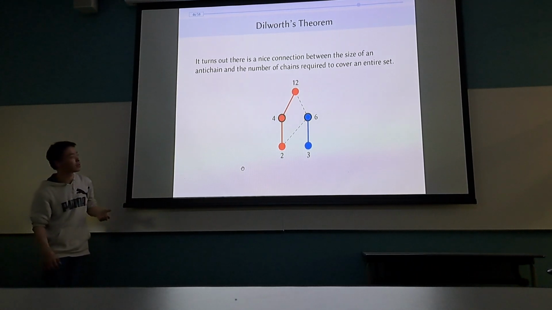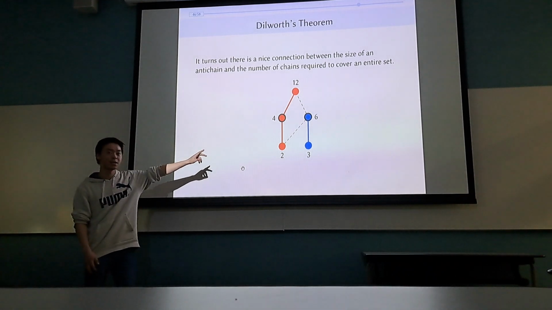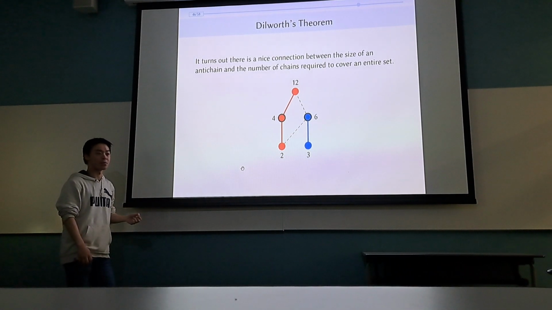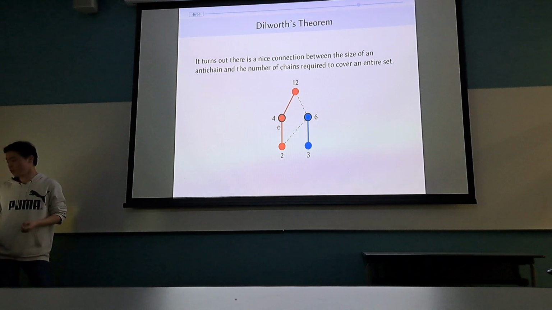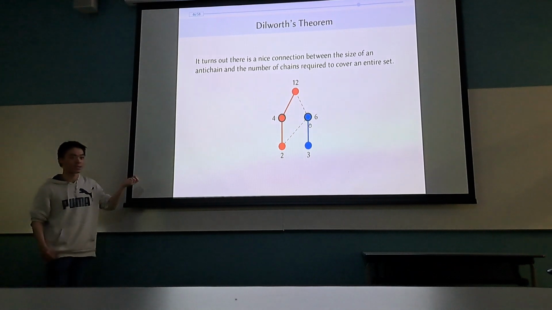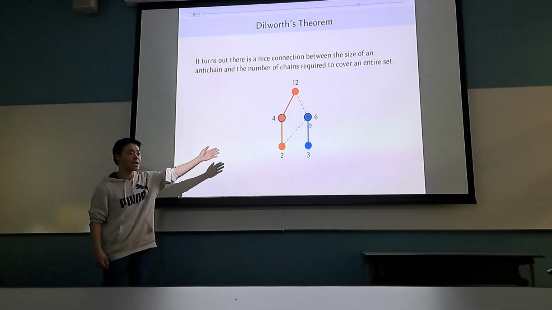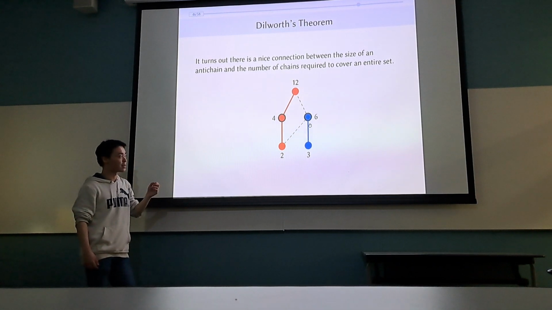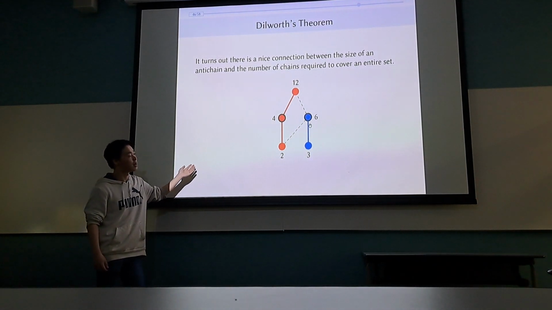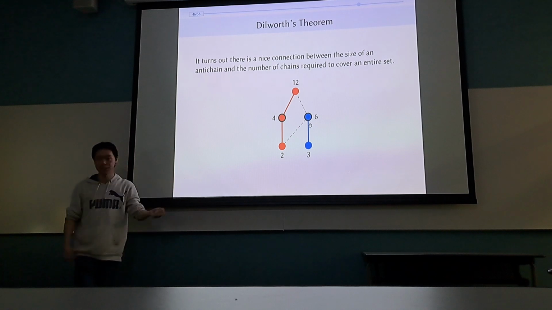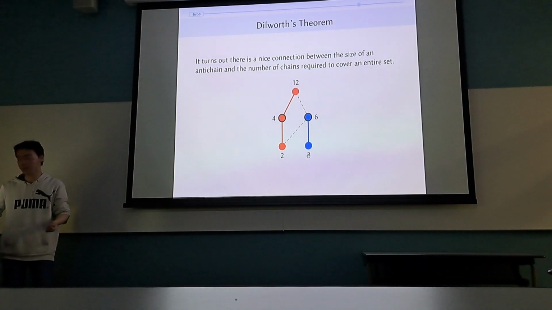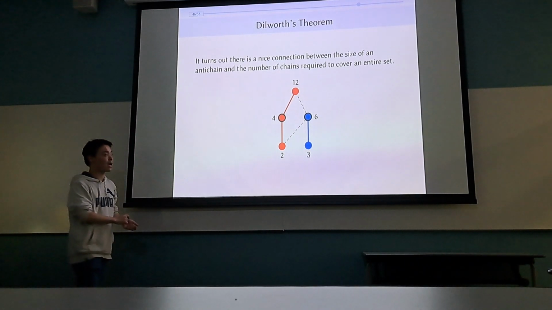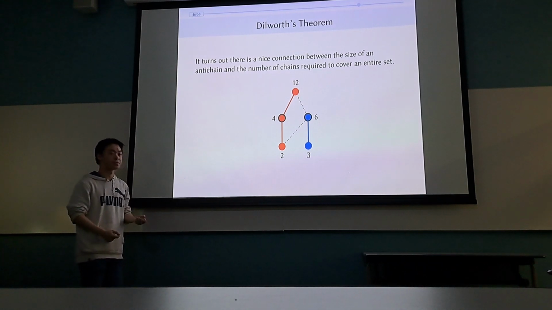But what you can see here is that if I take 4 and 6, these two things are completely incomparable. You can't compare 4 to 6. So this will form an anti-chain, and what you'll find is that there's a couple of anti-chains you can choose. You can choose 2 and 3 as well, but you can't choose any anti-chain that's larger than 2.